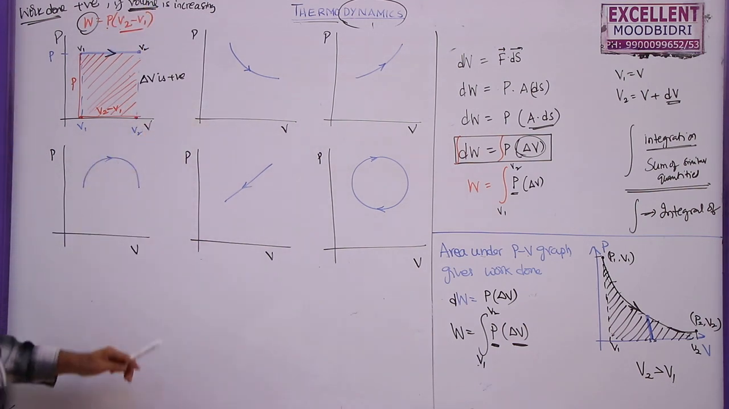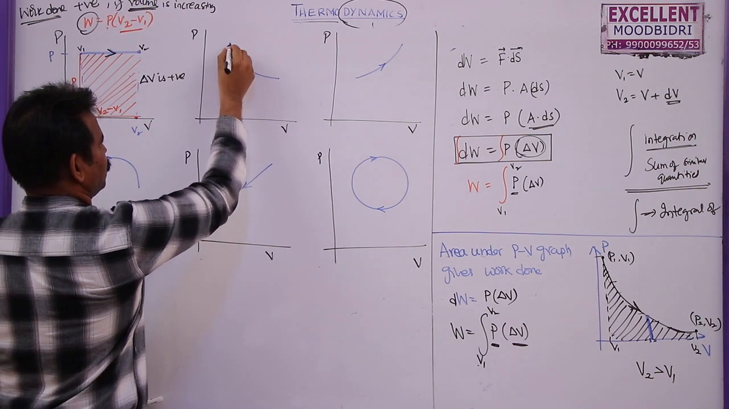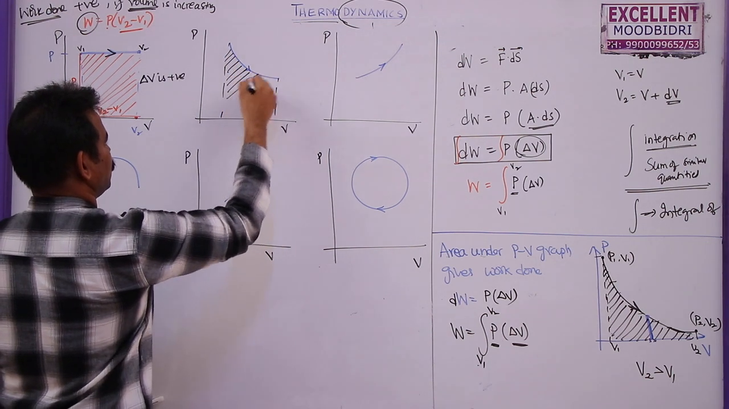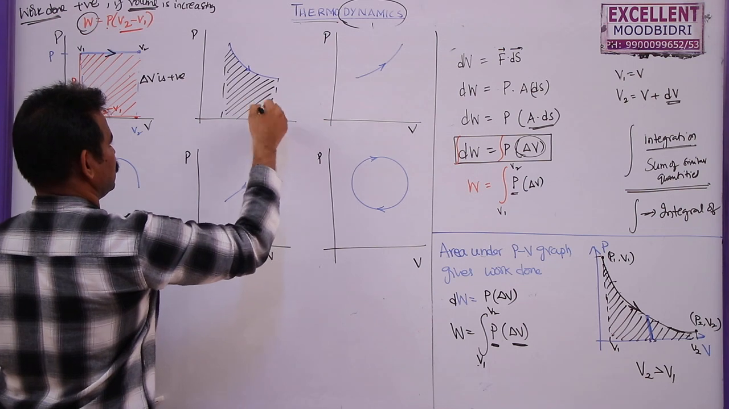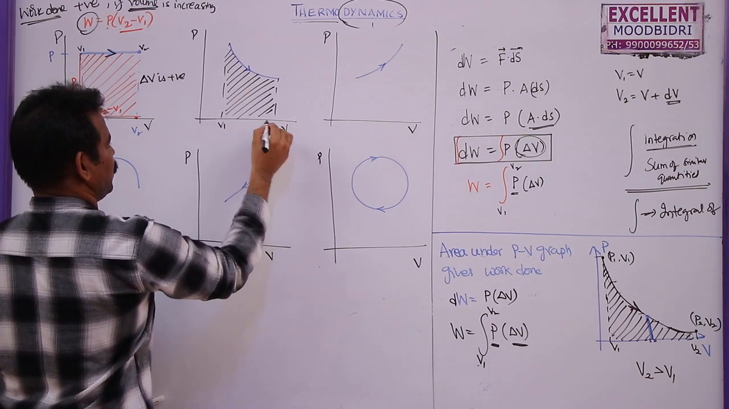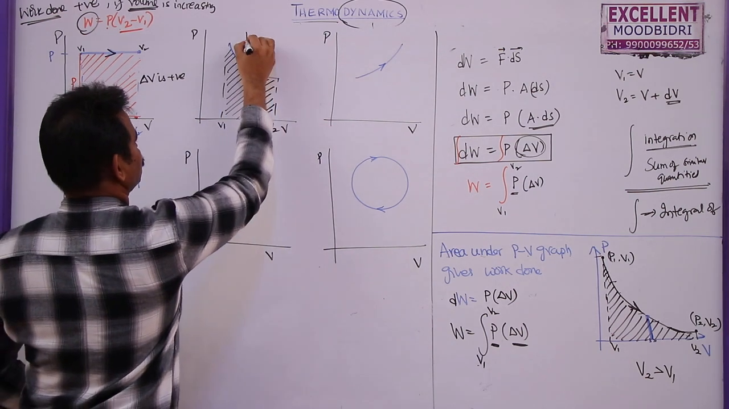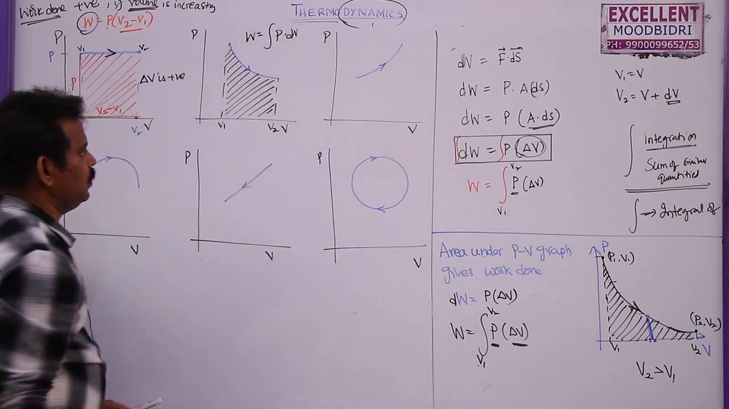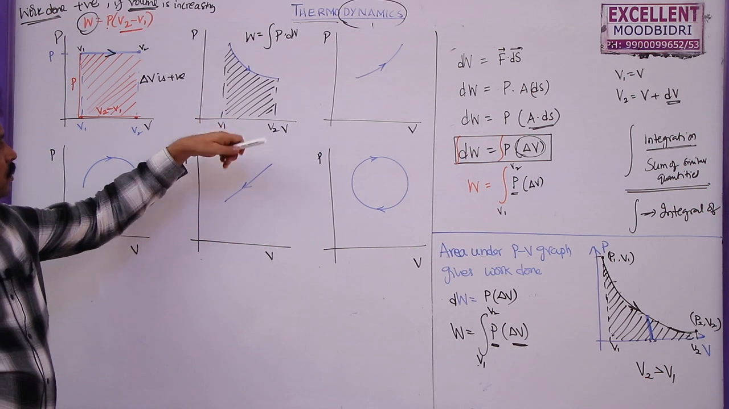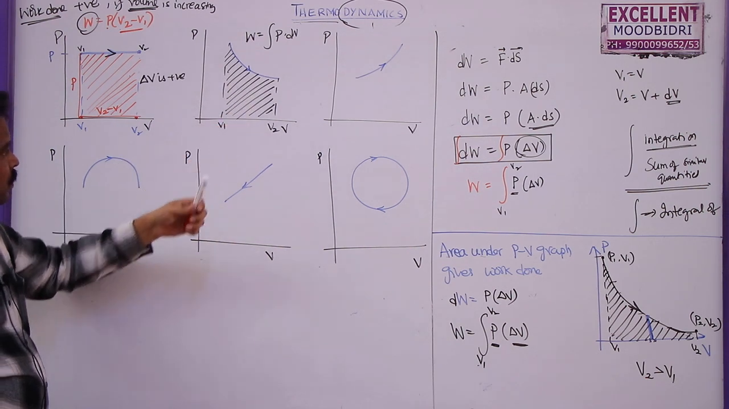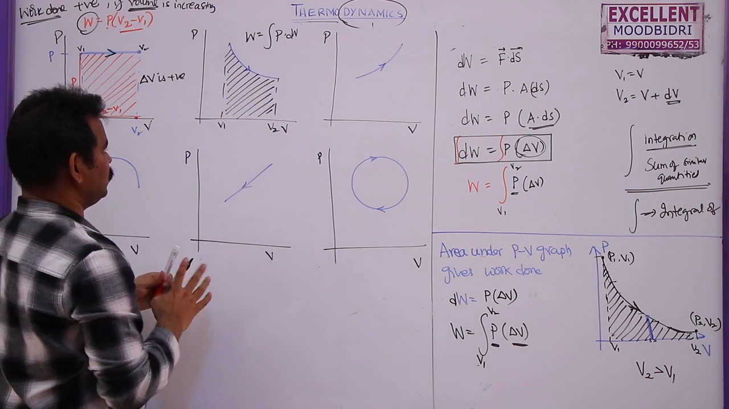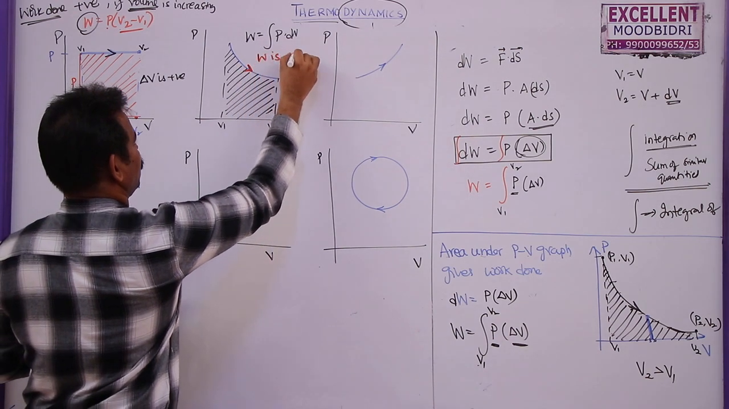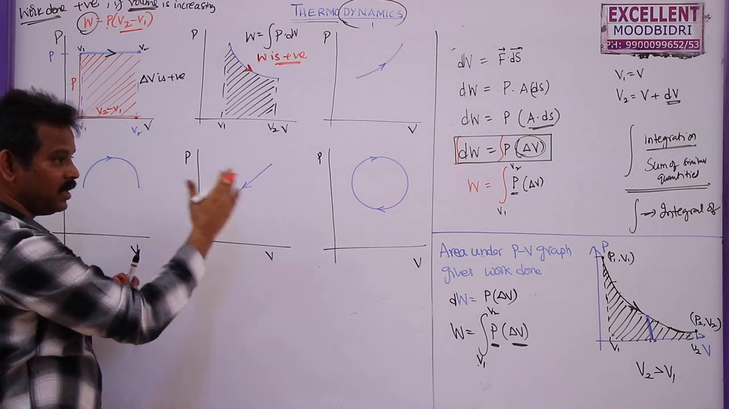Now, in the second diagram, you can see the pressure is not constant. So the area under this curve will give the total work done in this case. This volume is V1, this volume is V2. Work done is given by the integral of P dV, or by using some other methods we can also find the area under this curve. Here also the main important thing is the volume is increasing, so W is positive here. That means the gas is expanding.